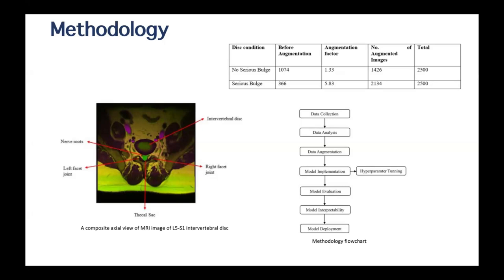So for our no serious disc bulge, we had an augmentation factor of 1.33. So we generated approximately 1,426 images. While for the serious disc bulge, we didn't have too many conditions to that. So we had to generate almost 2,000 plus. So it brought the total sample size to 5,000, with 2,500 for no serious bulge and 2,500 for serious bulge. So after that, we worked on the model implementation.